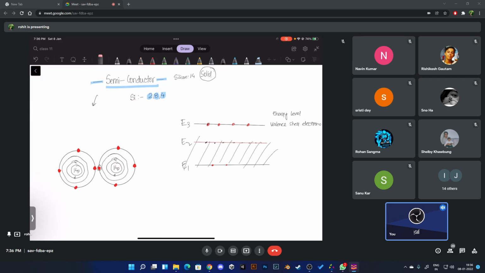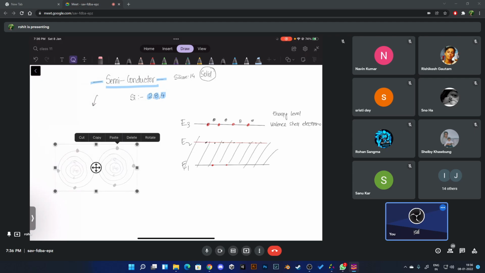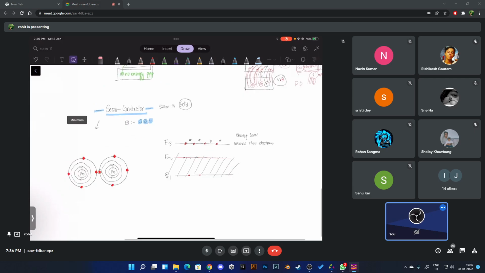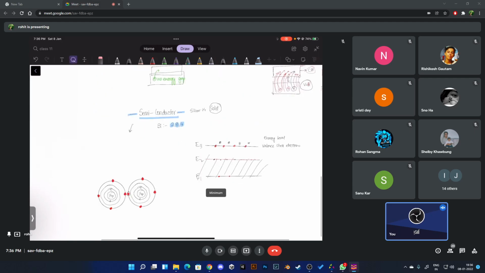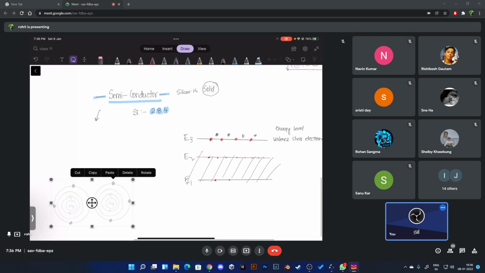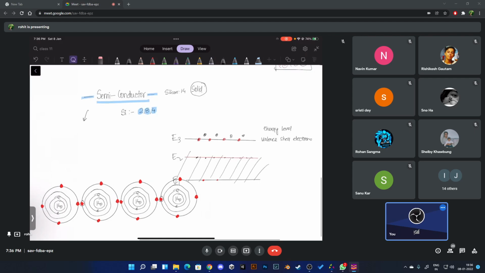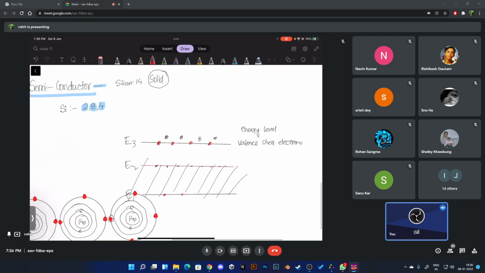That's why I'm going to draw four dots: 1, 2, 3, 4, very close to this E3 level. I think you will agree with me. I can copy and paste. I'm pasting some more of them, so automatically you'll see we'll have another 4. 1, 2, 3, 4, 1, 2, 3, 4. Like this, we'll have many electrons here near this E3 level.